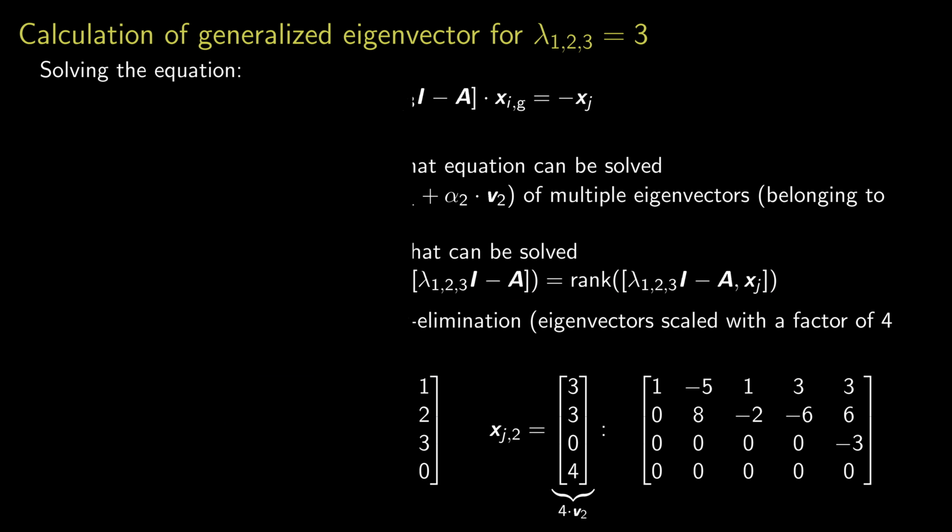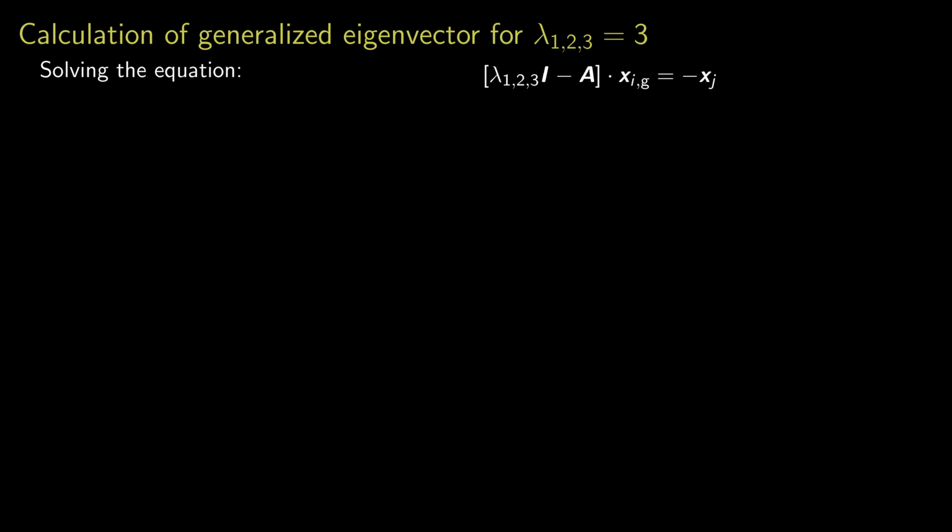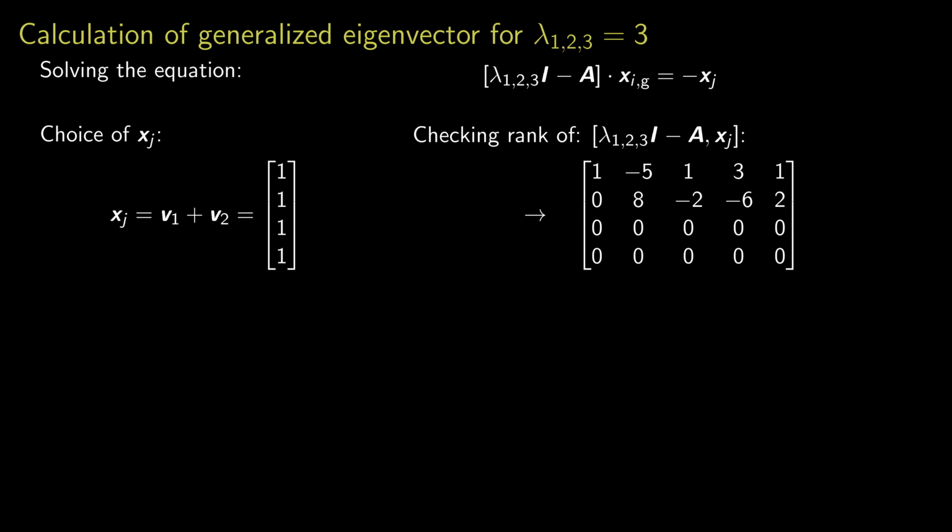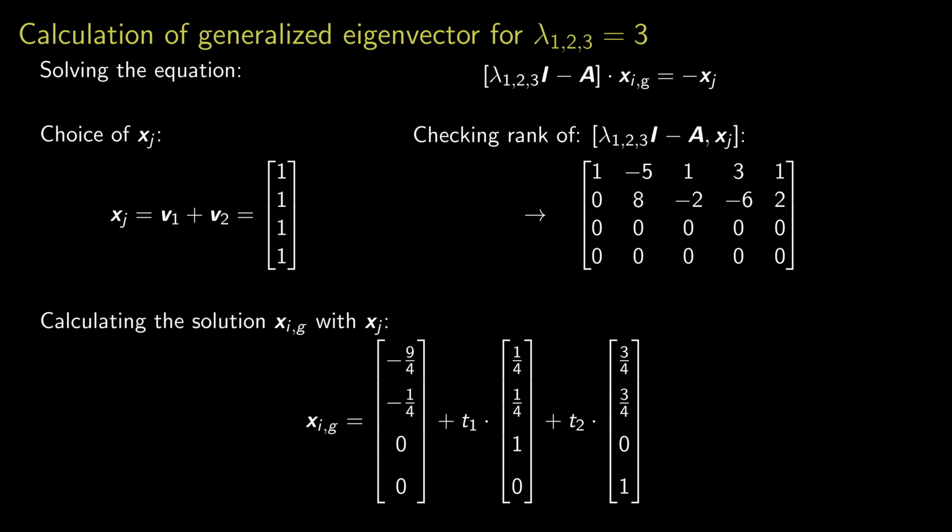In order to solve the equation and calculate the generalized eigenvector, we can try a different candidate for xj, that is a linear combination of our two eigenvectors, and run through the same calculation. Let's first check the rank and look at the Gauss eliminated result of our matrix. We see that the ranks of those two matrices are equal, and this results in a system that we can actually solve. So let's do that. And we get the vector here as generalized eigenvector.